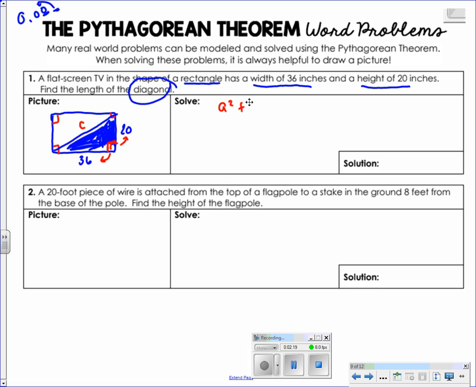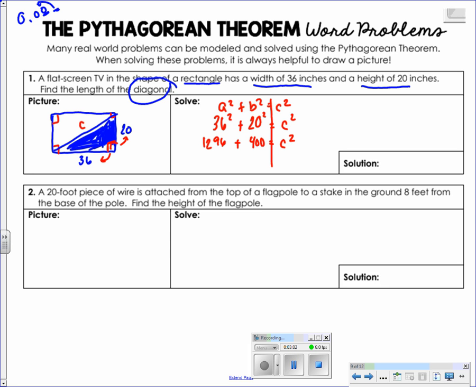So we can use a squared plus b squared equals c squared to determine the length of that diagonal. Again, it doesn't matter the order in which we write our a and b, our legs. But we do know that c has to go on the right-hand side because that's our hypotenuse. That's the one we're trying to find. So in our calculator, let's do 36 to the second power. And I've got 1296 plus 20 squared. It is 400, which is then equal to c squared.